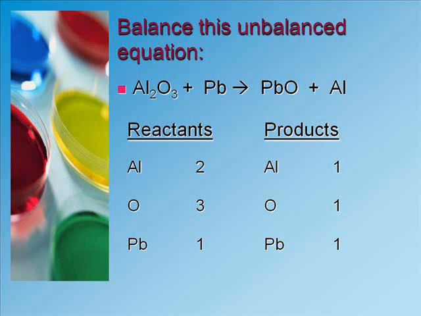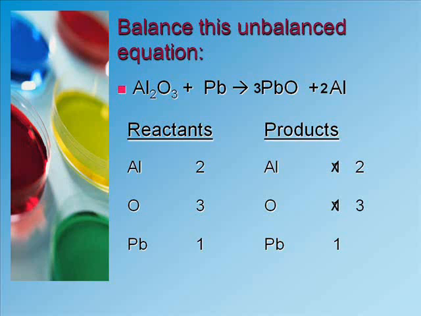Let's start by balancing the aluminum atoms. If I put a coefficient of 2 on the right-hand side in front of aluminum, that will change the number of aluminum atoms on the right to 2. Next, I'll attempt to balance the oxygen atoms. By placing a coefficient of 3 in front of lead oxide on the right-hand side, that will change the number of oxygen atoms on the right to 3. The oxygens are now balanced.